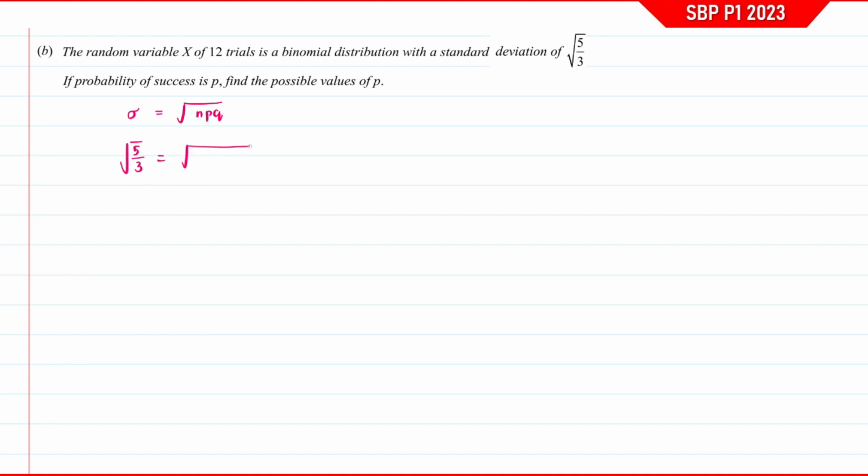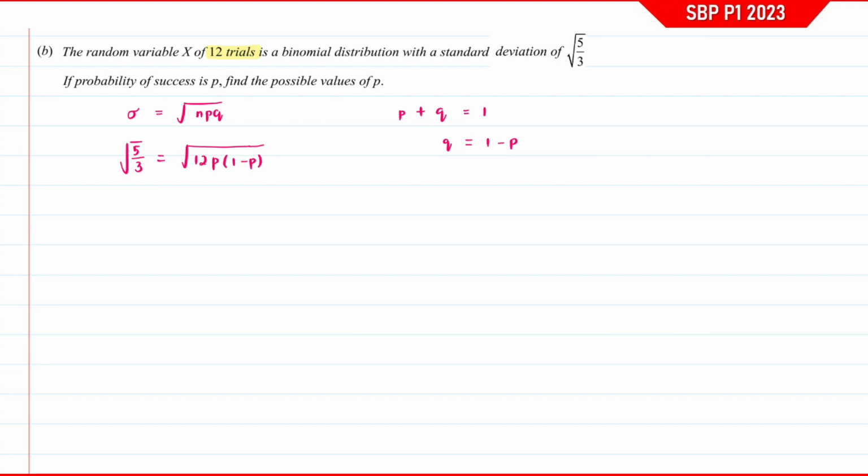So this is equal to the square root. So the n here will be the 12 trials. So it will be 12 times p. And as for the q, we know that the total probability p plus q is equal to 1. Therefore, q is equal to 1 minus p. So here I'm going to substitute the q with 1 minus p, so that we only have one variable in this equation later on.